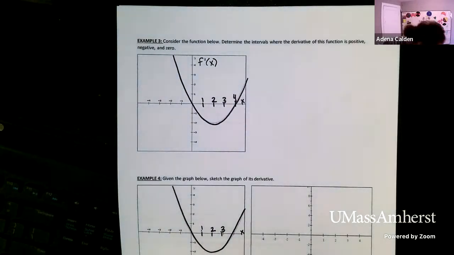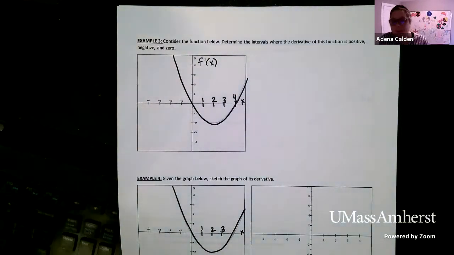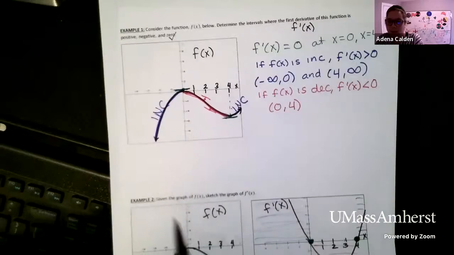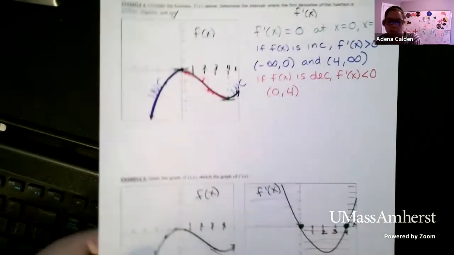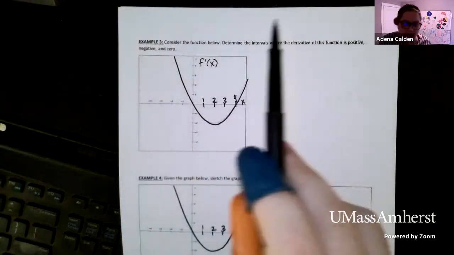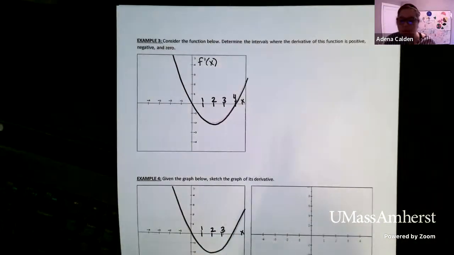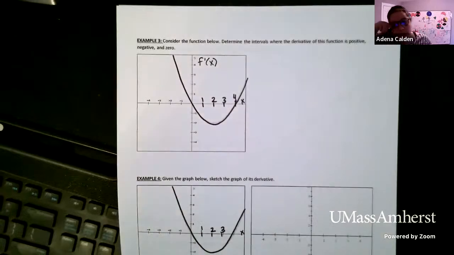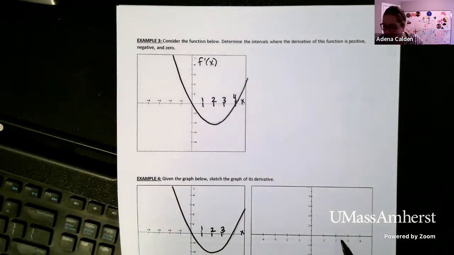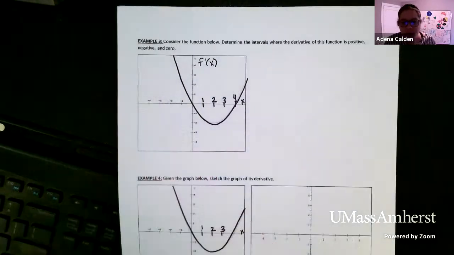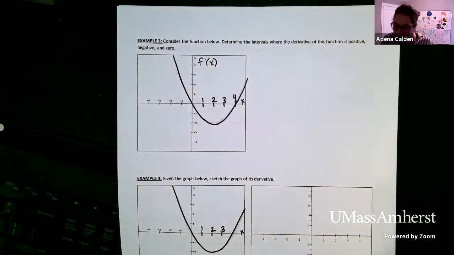So we're going to do the same thing that we did over here, right? How did we figure out where we were positive, negative, and 0? We looked at increasing and decreasing. Same thing here. We're going to look at increasing and decreasing to figure out where the derivative of this function is positive, negative, and 0, because the derivative of this function is the second derivative.